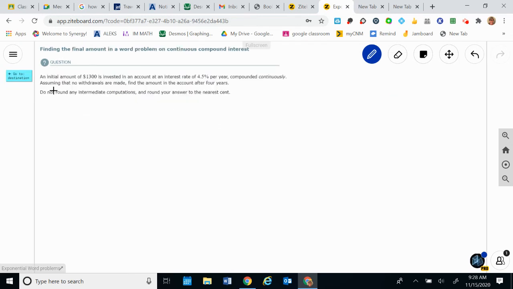Your keyword here when you're reading is says initial amount of 1,300 is invested into an account at an interest rate of 4.5% compounded continuously. Once you read that, you know your formula, okay? Once you have your formula, all you need to do is start marking what things are. Initial amount, remember that's your P, so P is equal to 1,300. R is equal to 0.045.